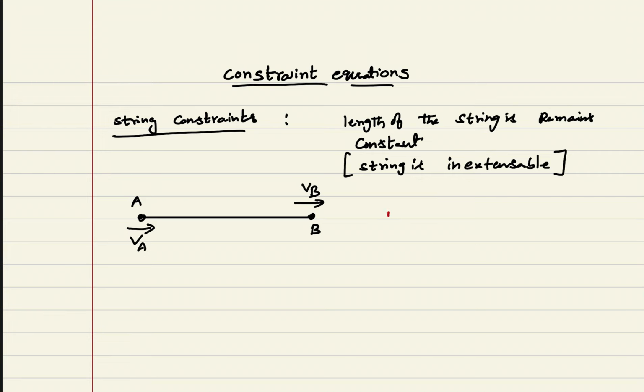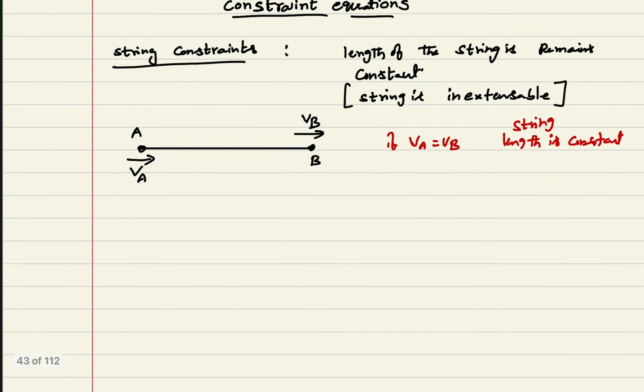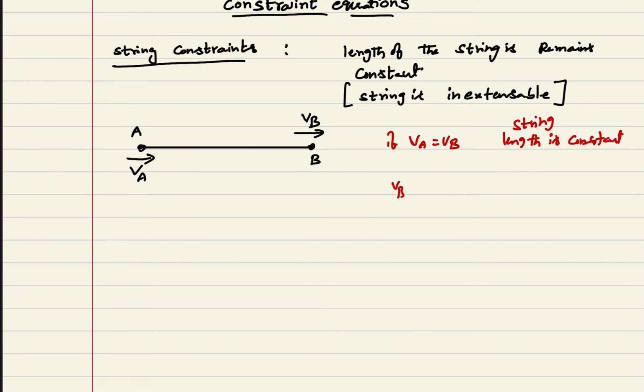Now we can see that if Va is equal to Vb, then we can say that the string length is constant. If Va is greater than Vb, or Vb is greater than Va, in that case the string breaks. If Vb is less than Va, the string becomes slack or loose. Understand that? These are the situations.